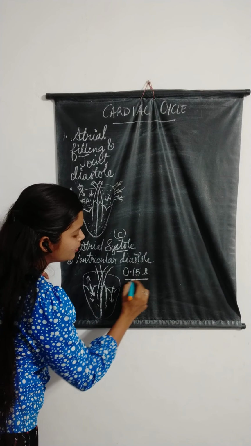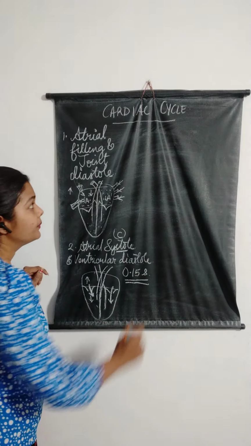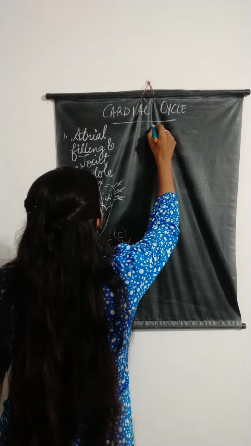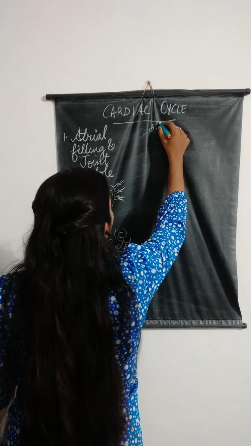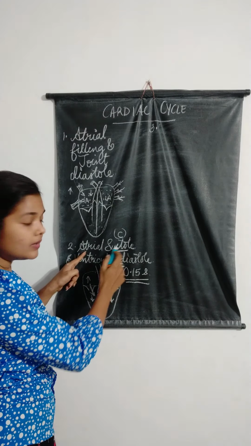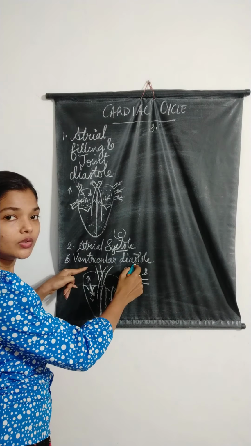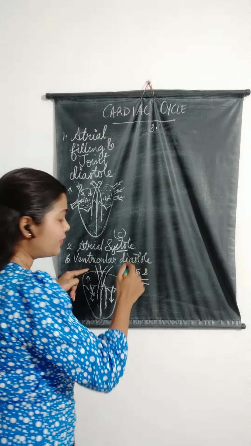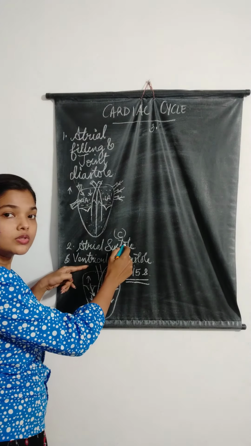The next, third step. Remember one more thing: the atrium is going through systole, at the same time the ventricle is going through diastole. Now in the next step we will see the ventricles going through systole.